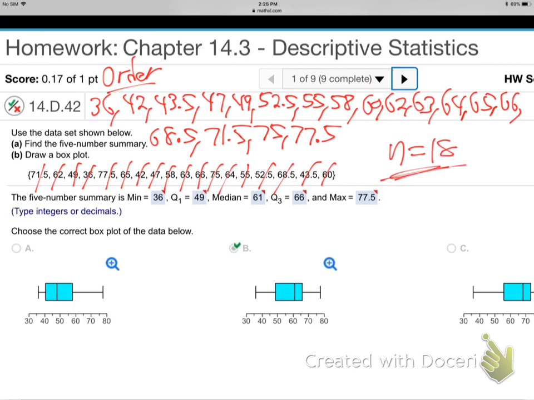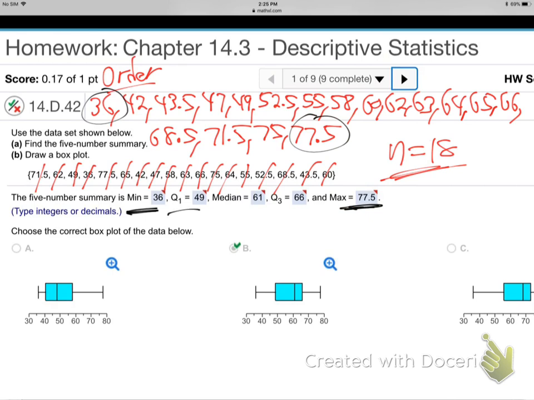All right, so here we go. So now, what's the lowest number in the whole data set? Well, 36. That's easy once you got them in order, huh? That's how they got the 36 right there. What's the highest number in the whole data set? 77.5. That's how they got the maximum, 77.5. So we got those two.